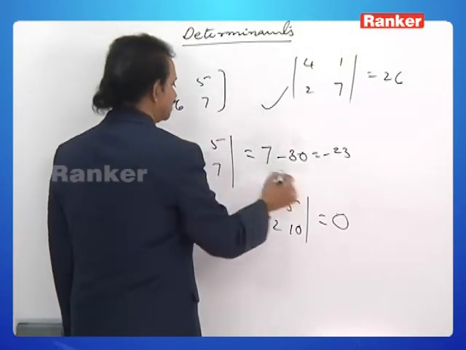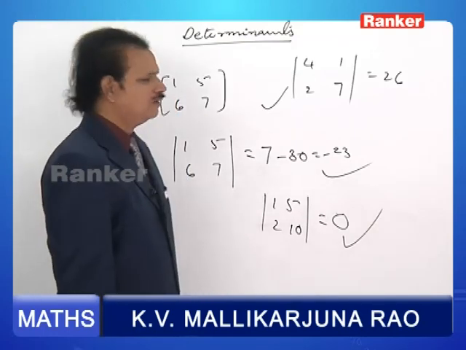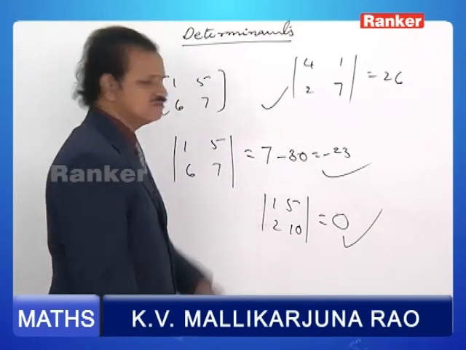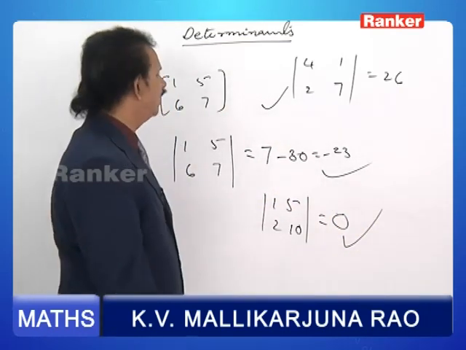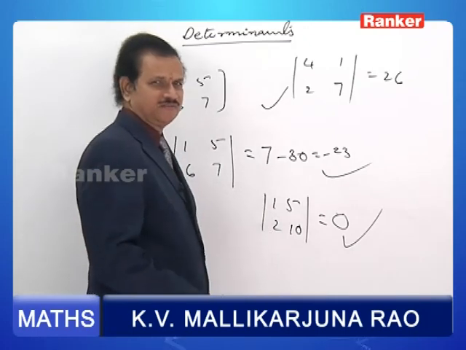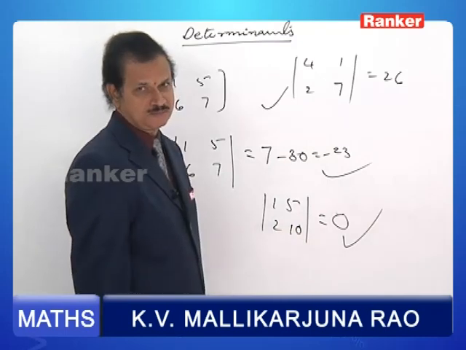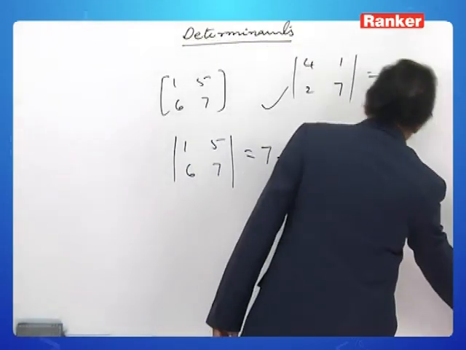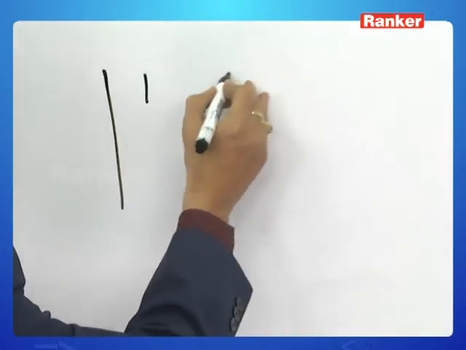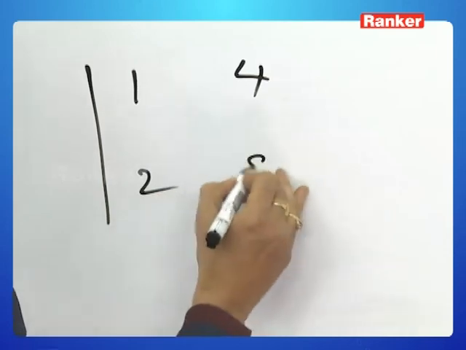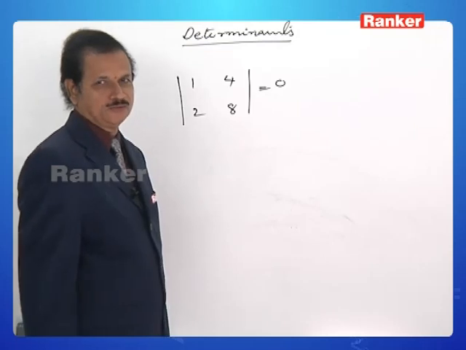Observe these three answers. One answer is positive, one answer is negative, and one answer is 0. So, in whatever fashion it may be, we observe the nature of the value of the determinant. Sometimes it is positive, sometimes it is negative, sometimes it might be 0. Okay. Next one. Consider these determinants. Determinant 1, 4, 2, 8. What is the value of the determinant? It is 0.